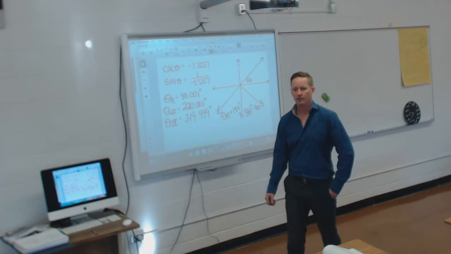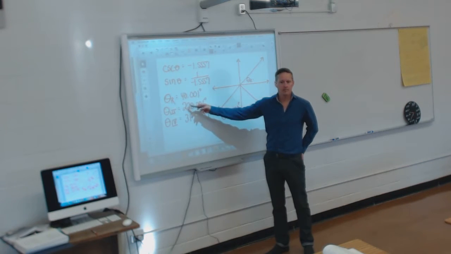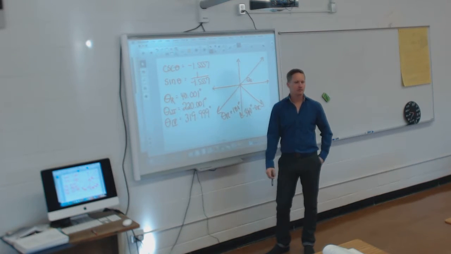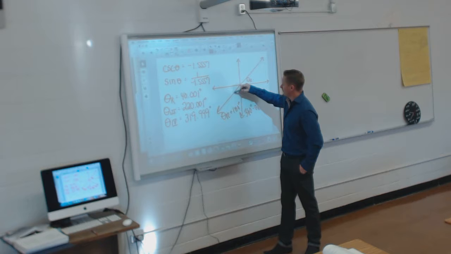So I found angles between 0 and positive 360, correct? So how do I find the negatives of those? Isn't it the same? Yes. Subtract 360 from both of them, right? So right now I went from here to here, correct?